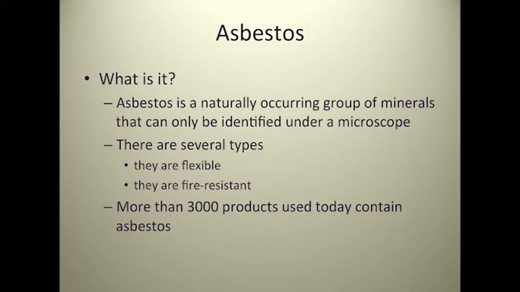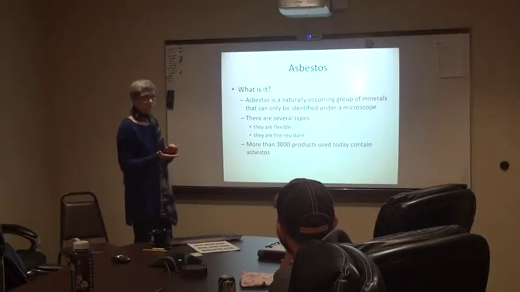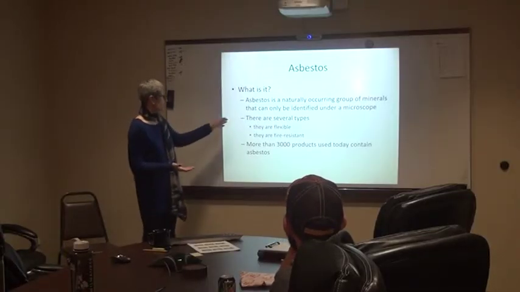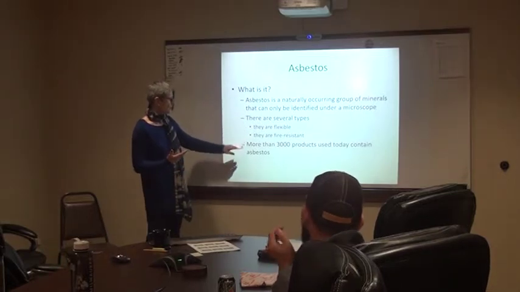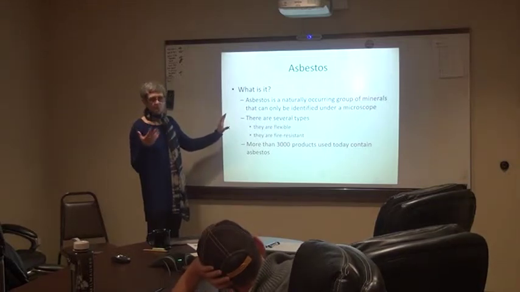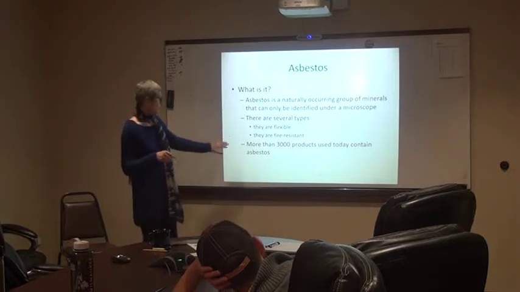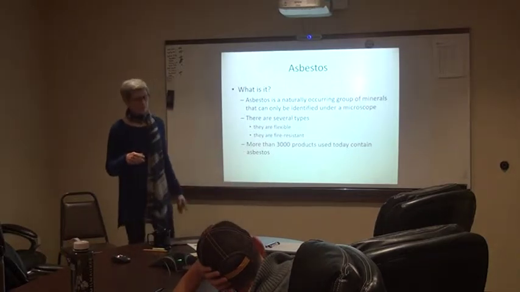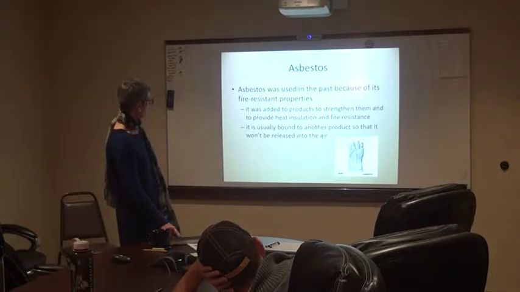It's naturally occurring. It can only be identified under a microscope, so you can't hold it in your hand and say what it is, because it looks like a lot of other things. The different types are flexible. They're fire resistant. The reason they're in so many products is because they're a really good fire retardant and insulating. There's more than 3,000, and you can see that little picture.